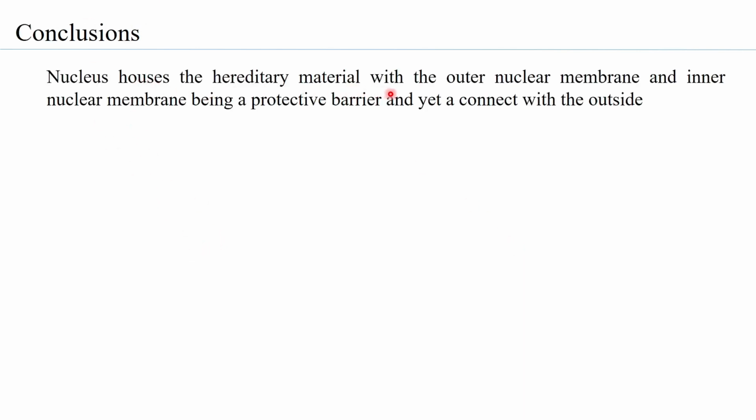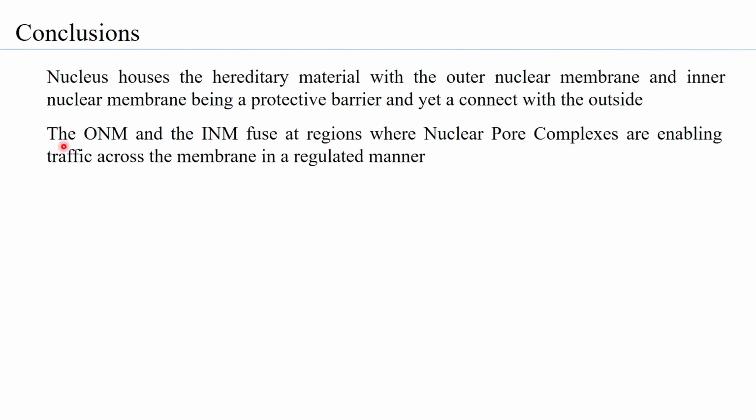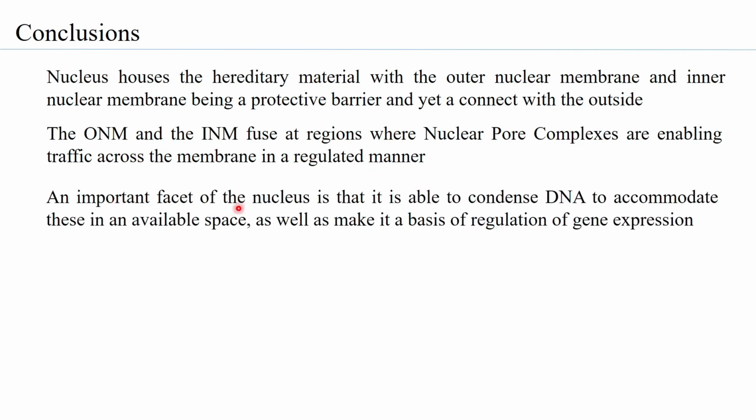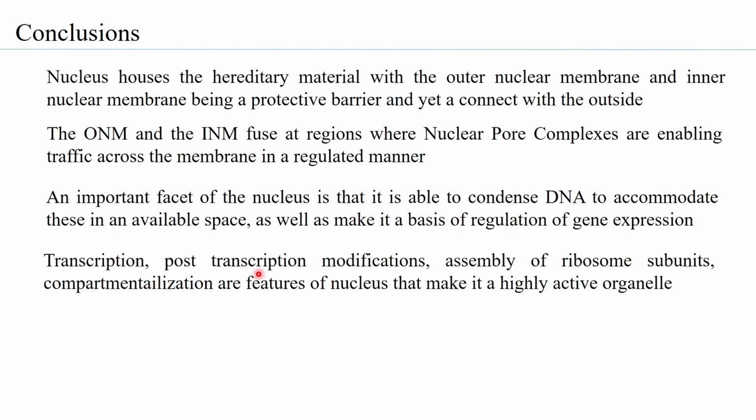So let us make the conclusions. The nucleus houses the hereditary material, with the outer nuclear membrane and the inner nuclear membrane being a protective barrier and yet connecting with the outside. The outer nuclear membrane and the inner nuclear membrane fuse at regions where the nuclear pore complexes enable traffic across the membrane in a regulated manner. An important facet of the nucleus is that it is able to condense DNA to accommodate it in the available space, as well as make it a basis of regulation of gene expression. Transcription, post-transcription modifications, assembly of ribosome units, and compartmentalization are features of the nucleus that make it a very highly active organelle.